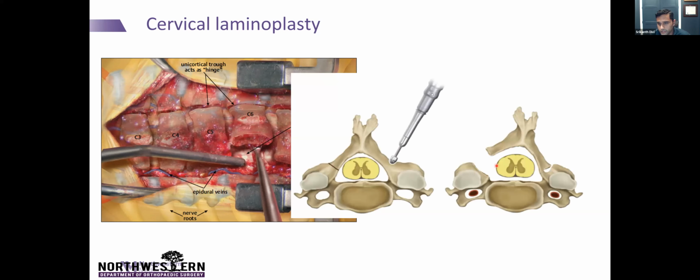So here's another good picture. You burr through one side, you create a unicortical trough on this side and hinge open that way. And there should be enough elasticity here to be able to kind of hinge open. The goal of laminoplasty here is always healing on the trough side. This part doesn't matter, so you can do lots of things here to keep that open.